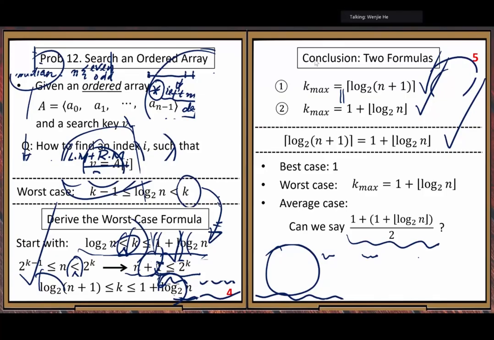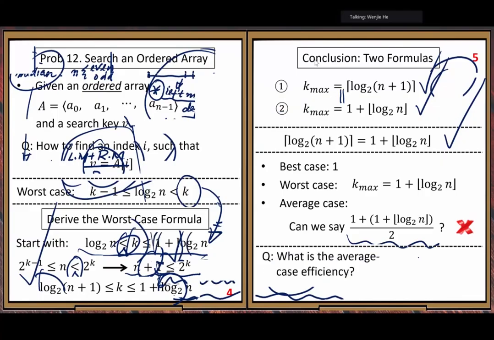So for our binary search, the answer is no. You cannot say that. The average case is more complicated, and you need to calculate it. So our next question: how to calculate the average case efficiency? We need to do some work. We need to combine all the possible cases to get an average case efficiency.